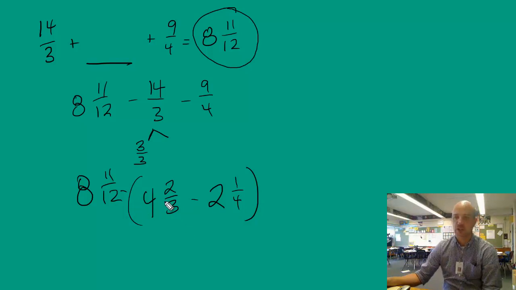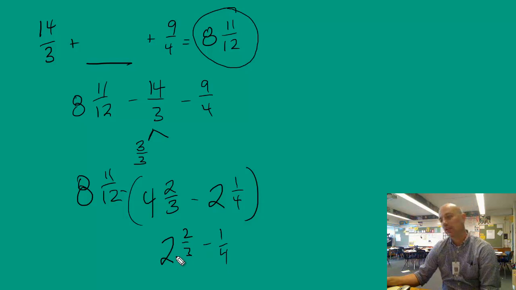Okay, let's do that. First off, let's do our 4 minus 2. I have 2. So I have 2 and 2/3 minus 1/4. And let's turn these into 12ths. So I'm doing that by 4 times 3. I'm going to rewrite this up here. I'm going to have 2 and something 12ths minus something 12ths.